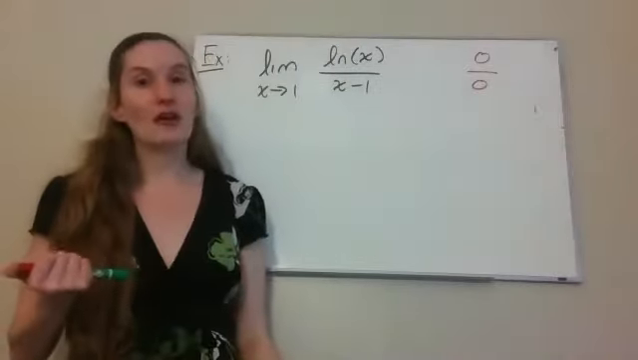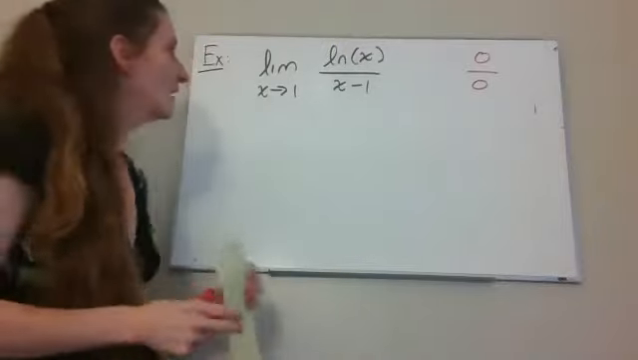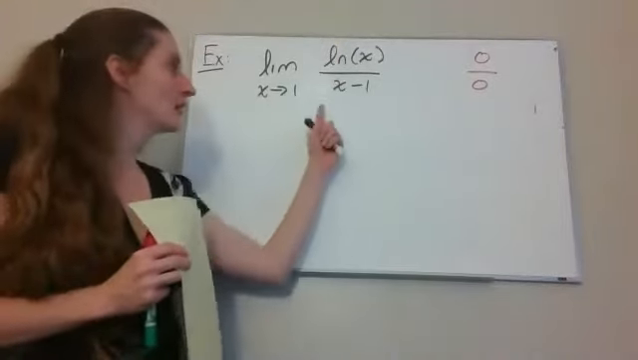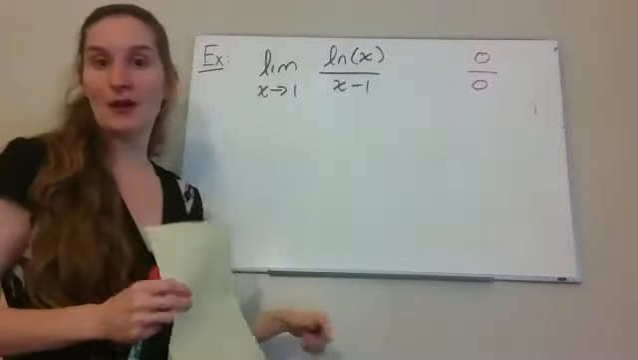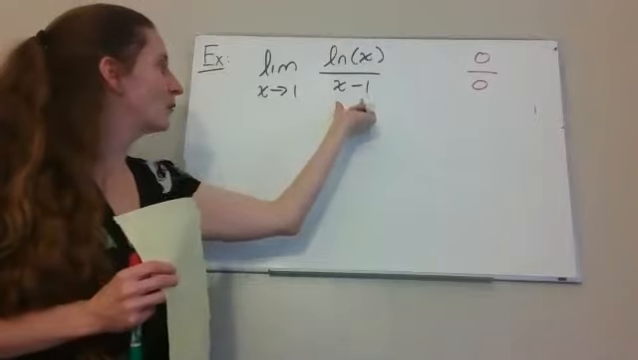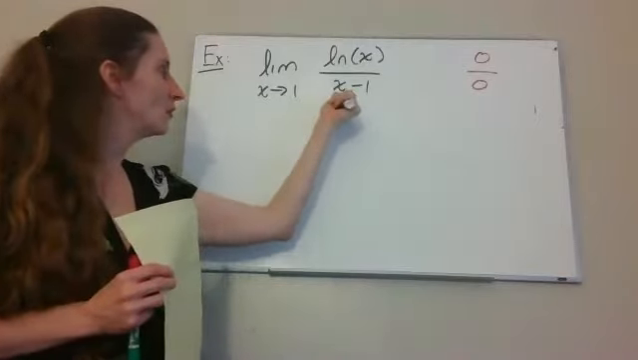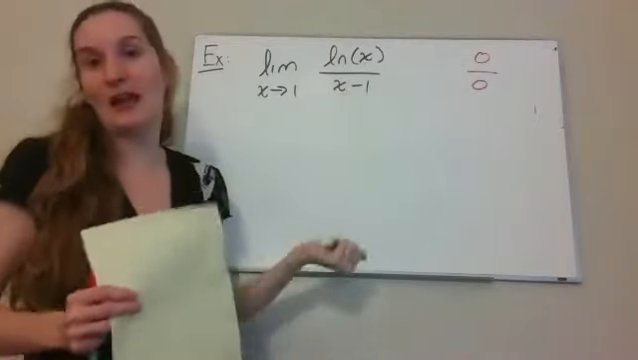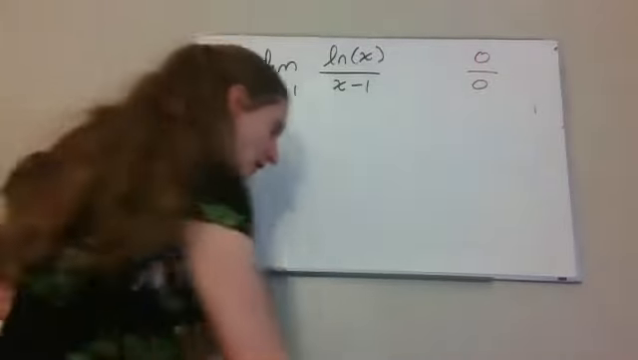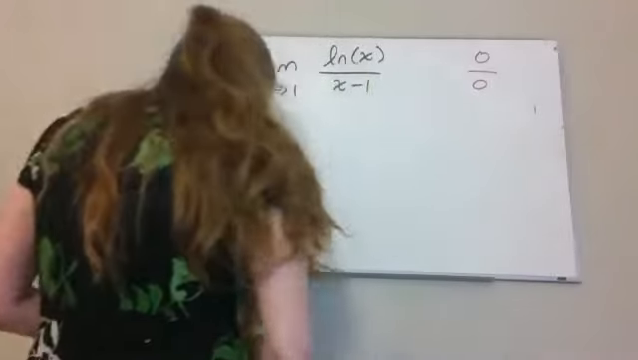But we need to make sure our functions are differentiable. Can we take a derivative of natural log of x? Yes. Can we take a derivative of x minus 1? Also yes. Is the derivative of x minus 1 non-zero? Well, if I take the derivative of x minus 1, I get 1. That's non-zero, so we're good to go. We can use L'Hopital's rule to do this.